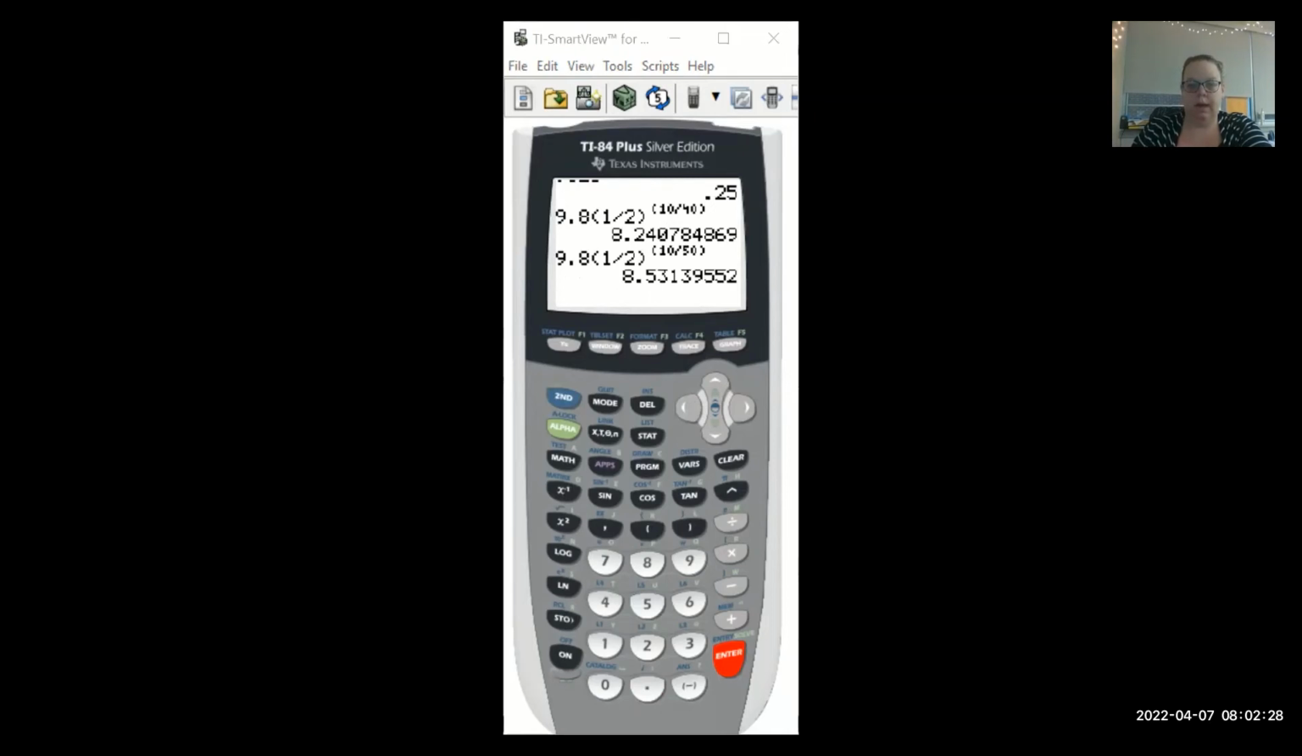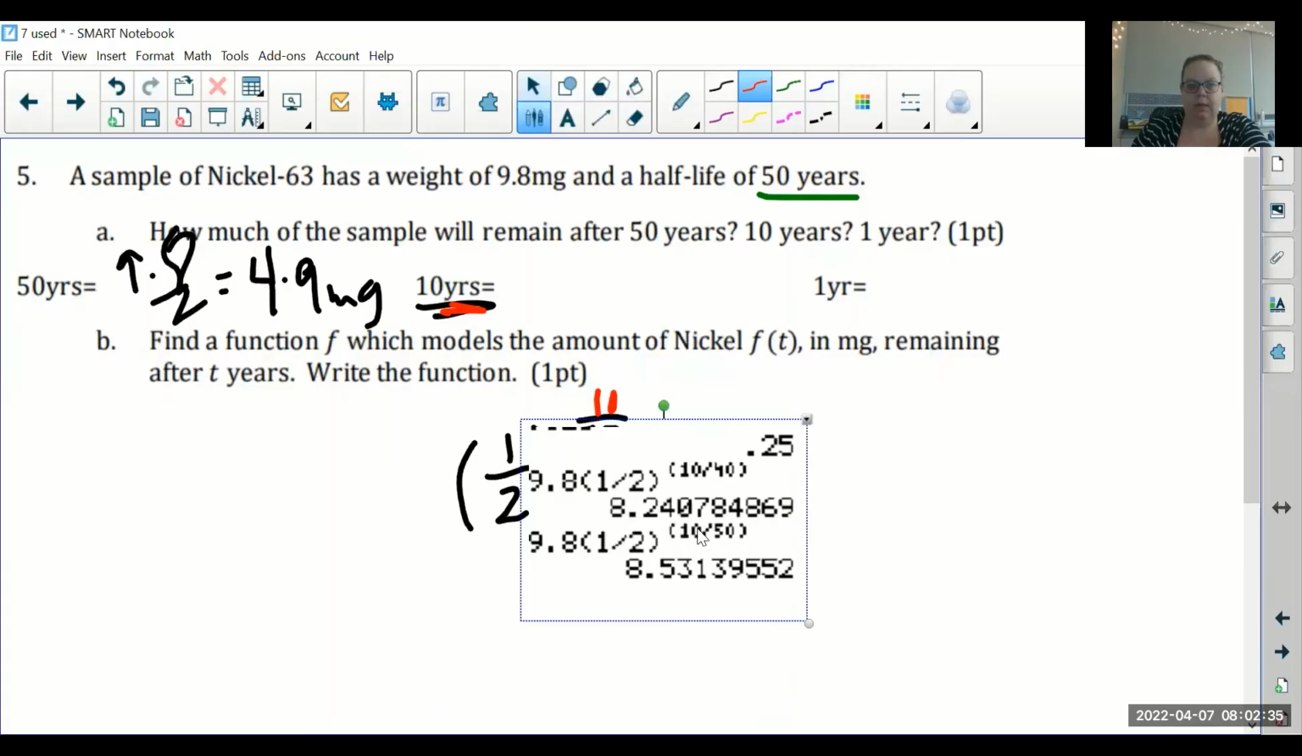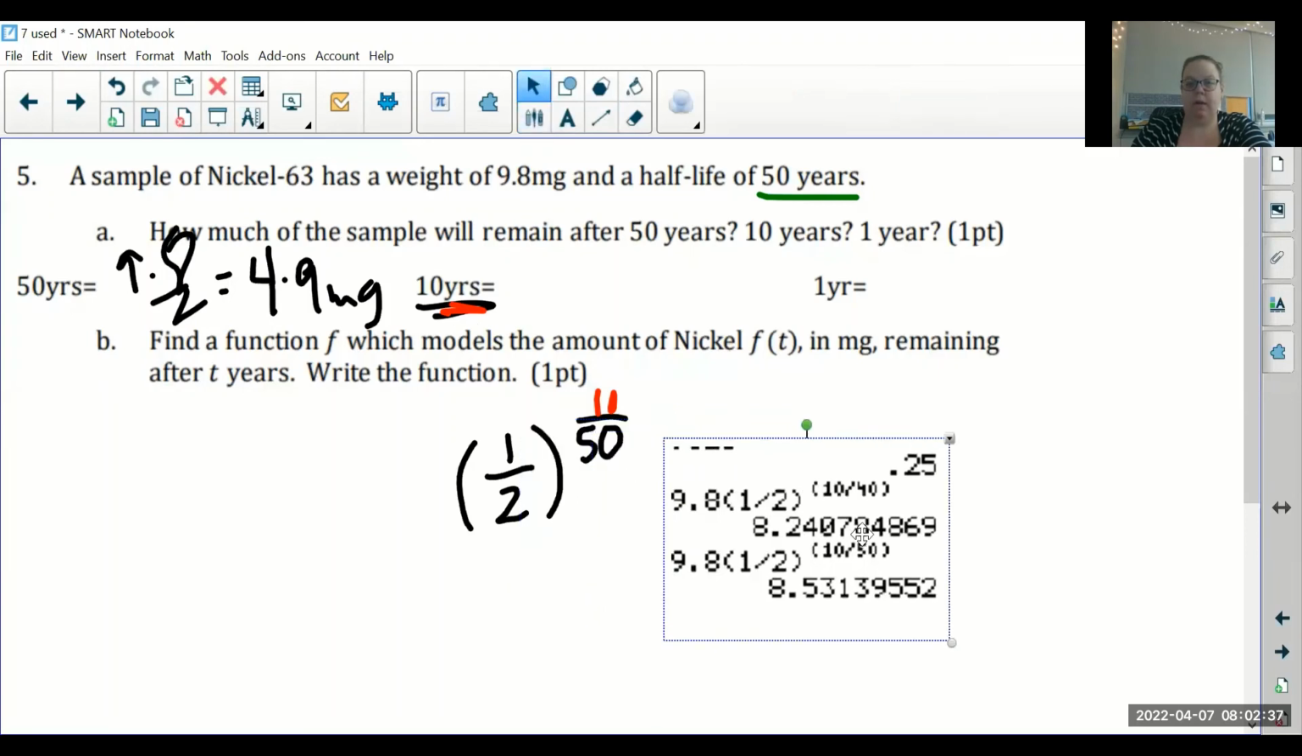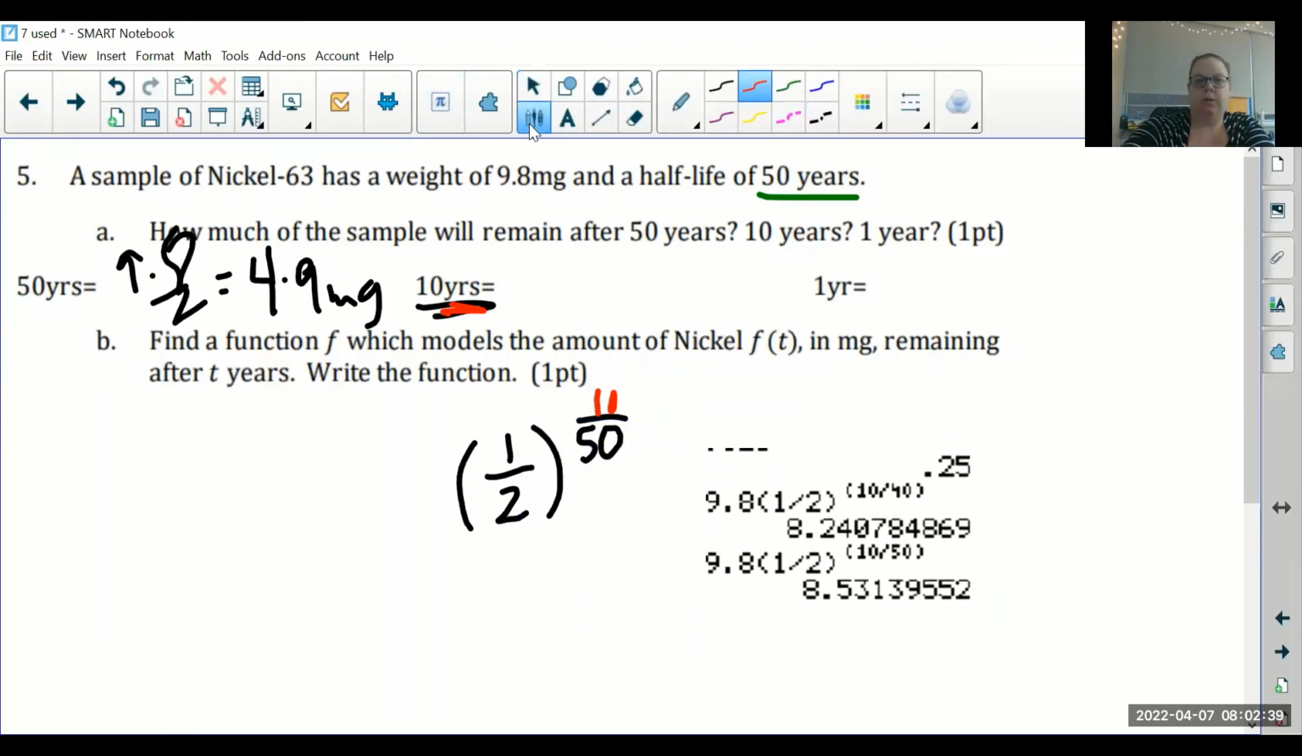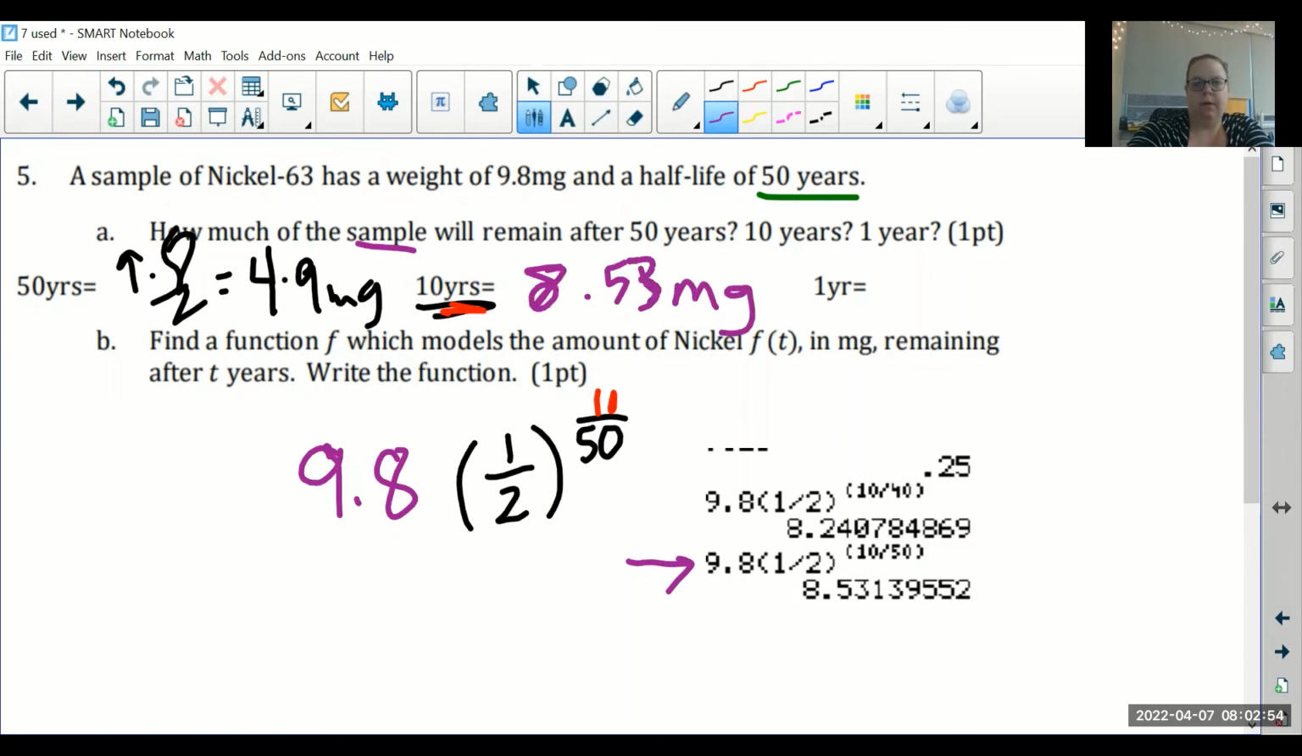All right, so let's go back to the problem. All right, and here's our calculator so we can see what I typed in. So because it is asking for the actual amount of sample, that's why I needed to include the initial part. So I needed to include the 9.8. All right, so here's what I typed into my calculator, 8.53. Then I can just round to that, 8.53, and don't forget milligrams. 8.53 milligrams.